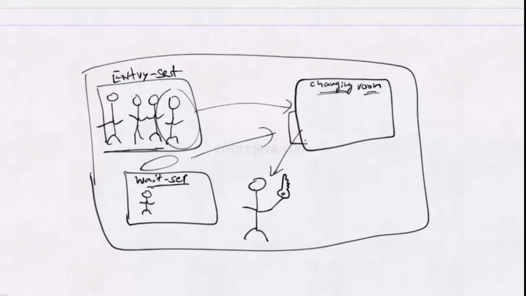Now let's talk about monitor. In our example, we have already talked about a guy who is sitting near the changing room and handing the keys to one customer at a time. We also named him the monitor, as he is monitoring all the activities going on in here. He manages the changing room, entry set, and wait set. It's as simple as that.